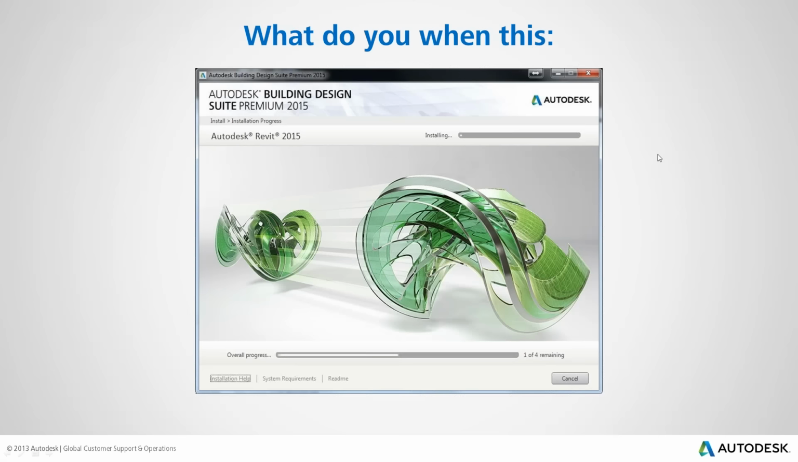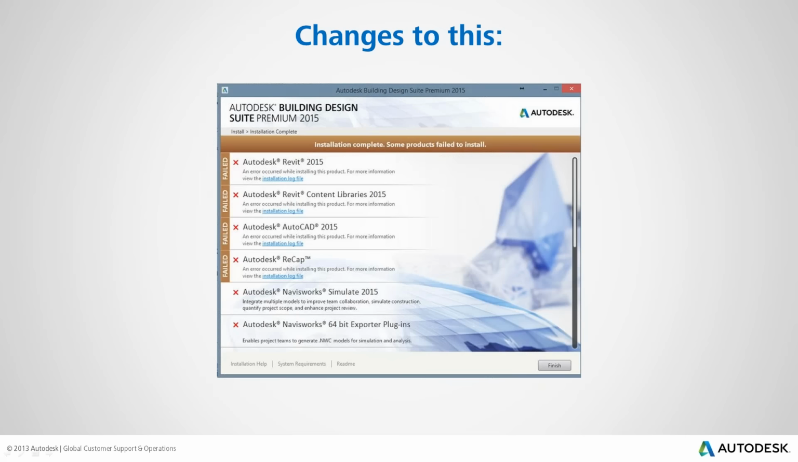And we're going to go into detail on why we need this. So have you guys ever seen this? You're installing the software and everything seems to be going well. There's only one item out of 4 remaining, and then it goes to this. Uh-oh, what happened? Why did it fail? Where did it fail? Do you see these highlighted ones here? It says install log file. There's an installation log file for Revit, one for Revit content libraries, one for AutoCAD, and one for Recap.